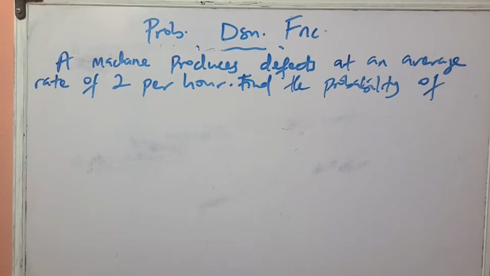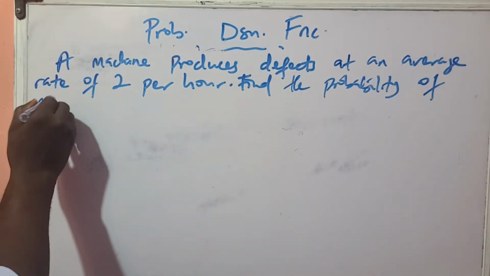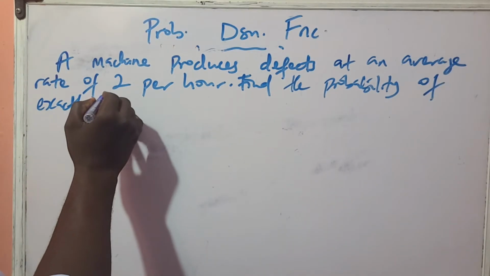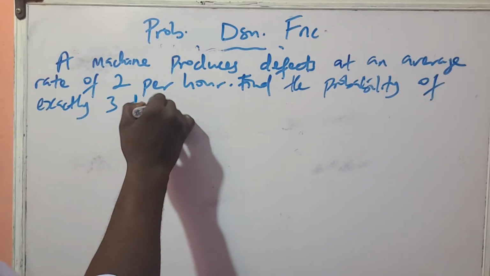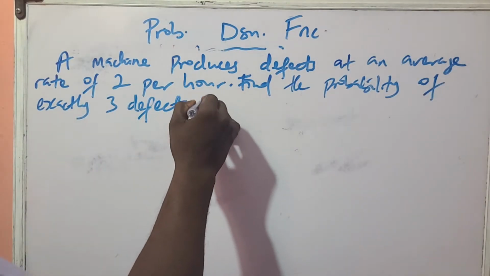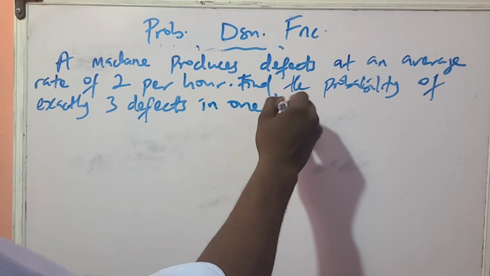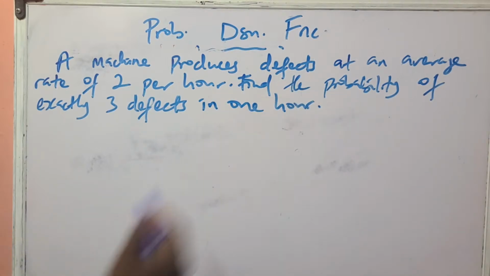To find the probability of exactly 3 defects in 1 hour. Now, pay real close attention to this question. The question said a machine produces defects at an average rate of 2 per hour.